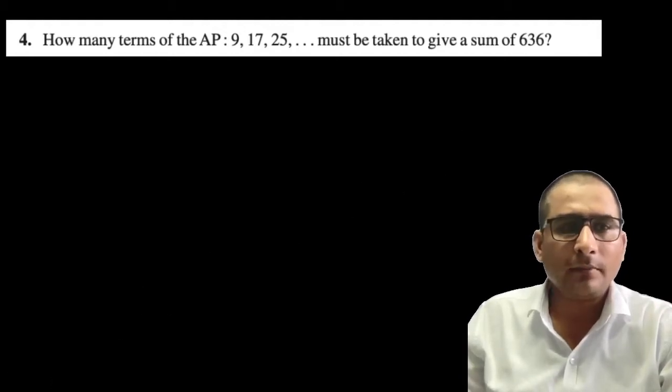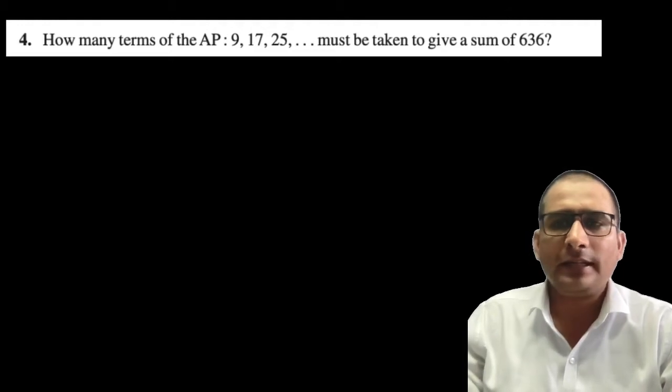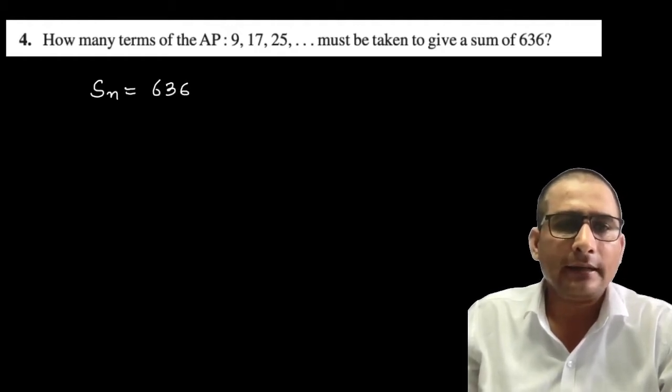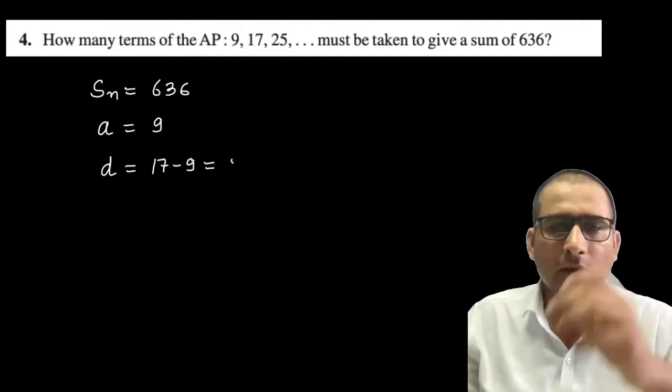So look at this question number 4. In this question, how many terms of the AP must be taken to give the sum of 636? Sum given है यहाँ पे, Sn is given 636. Let me write the given data first. And a is given 9. And if you find d, it is the second term minus the first term, 17 minus 9 is equal to 8.